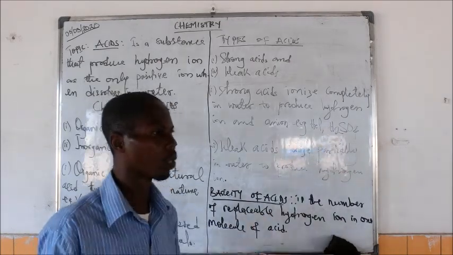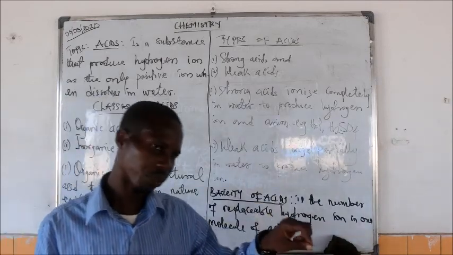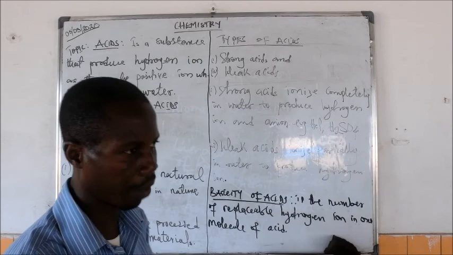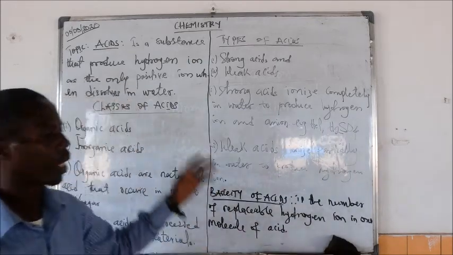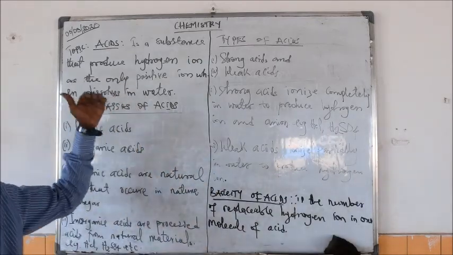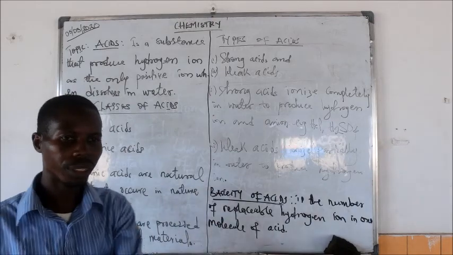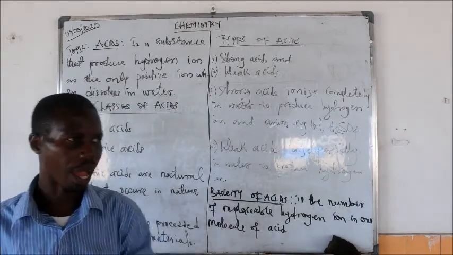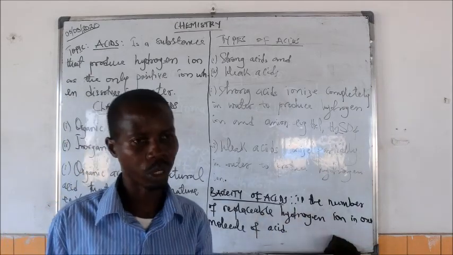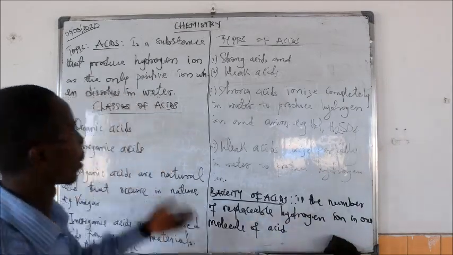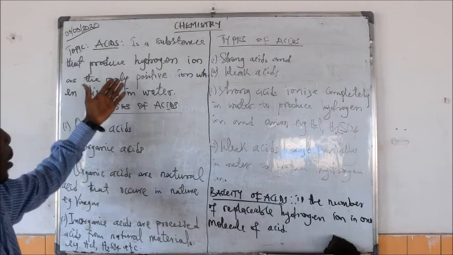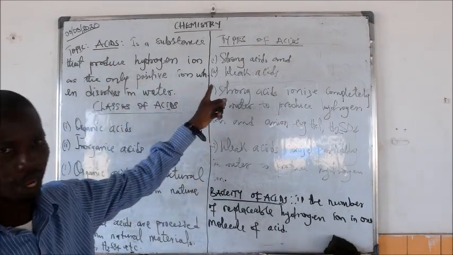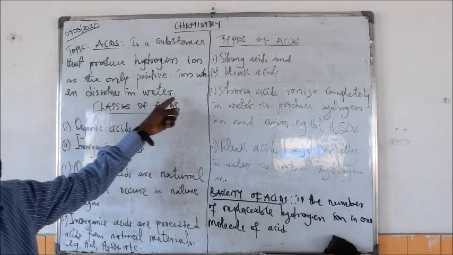Are we together? Because if it is made concentrated, it will affect our body, because we are used to the diluted one. But today, we just want to have a basic knowledge of what this acid is, the types, and how it ionizes in water. Like what we have now, acid is a substance that produces hydrogen ion as the only positive ion when dissolved in water.